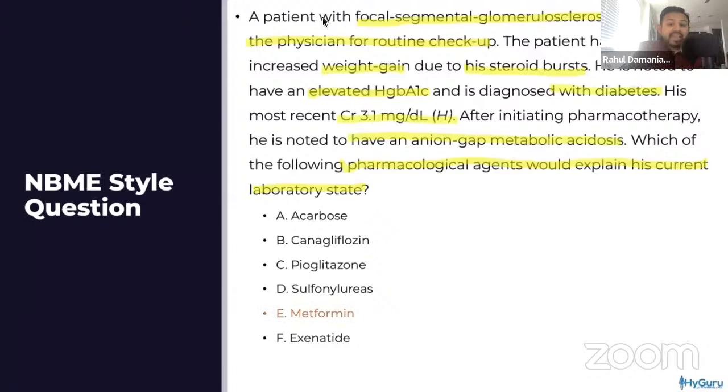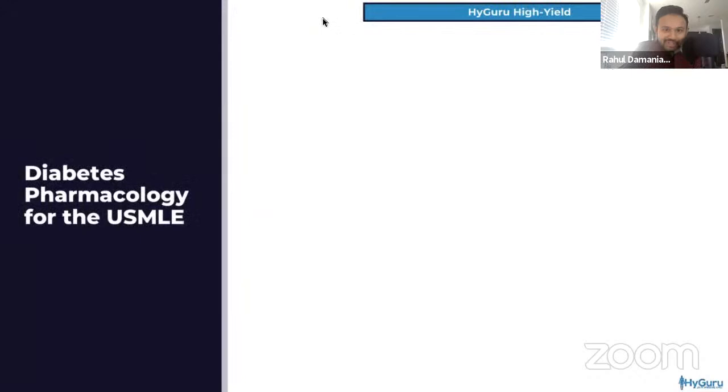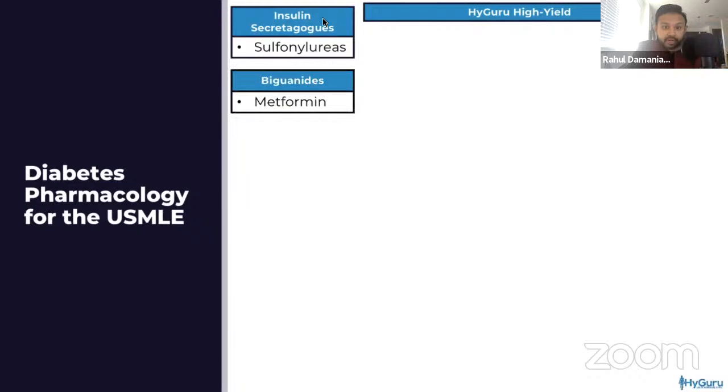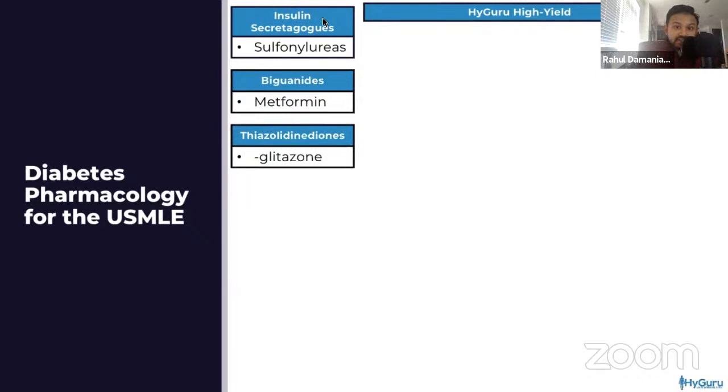Remember, metformin increases the risk of lactic acidosis in patients who have kidney failure or kidney damage. Let's go ahead and talk about the pharmacological agents related to diabetes. Now, remember that you have oral sulfonylureas. Those are going to increase endogenous insulin. You have your biguanides, which are going to be metformin. You are going to have the thiazolidinediones, which is going to be rosiglitazone and pioglitazone.